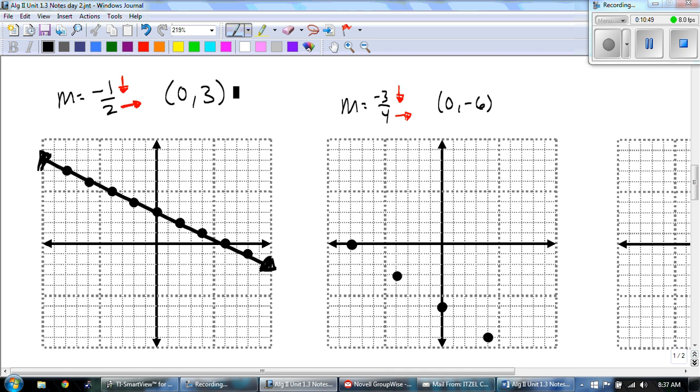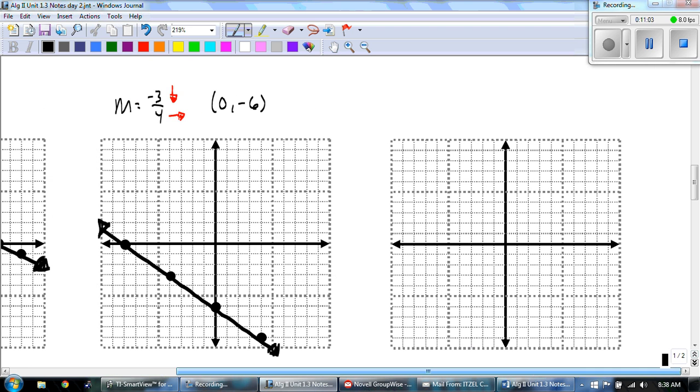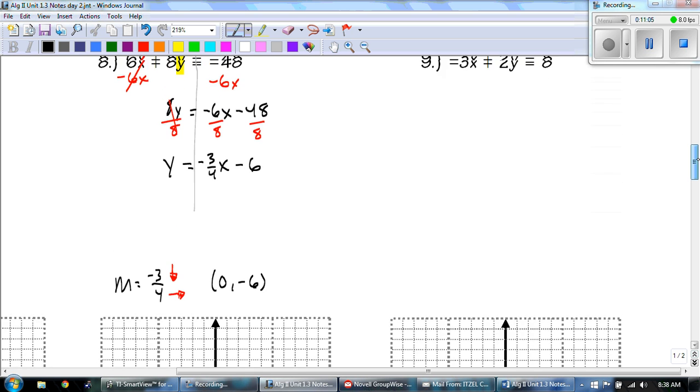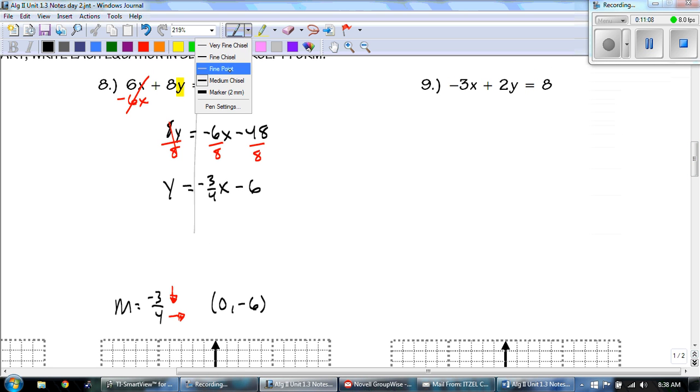And then I'm going to draw the line. So I'm using my straight edge. And there we go. Okay, so this isn't too bad, is it? All right, why don't you guys solve number 9, and then we'll graph it together. Go ahead and pause the video, and good luck.